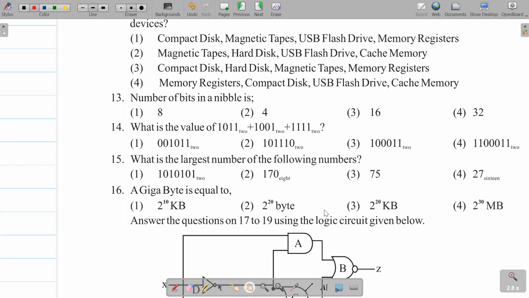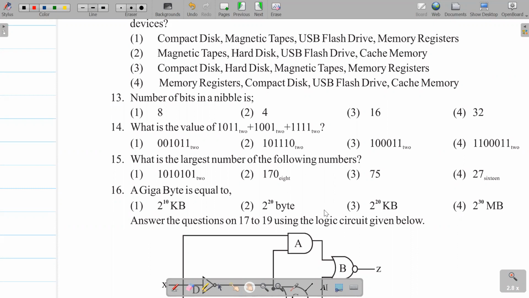So the addition. Now, in mathematics, the teacher will teach you how to add binary values. But here, you don't really need to know that method. What we can do is convert these binary values into decimal, add them up, and then reconvert them into binary. That's the easiest way that we are going to do it.